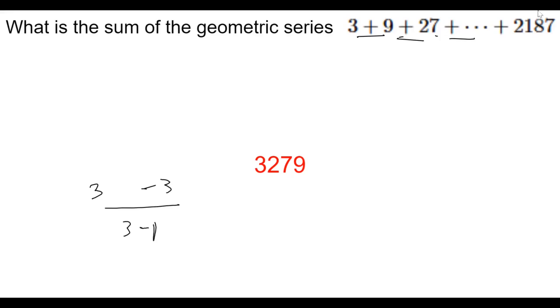And the next term, 2187, is equal to 3 to the 7th. So the next term would be 3 to the 8th. And so this is simply our answer. This is straight from the formula. So yeah.